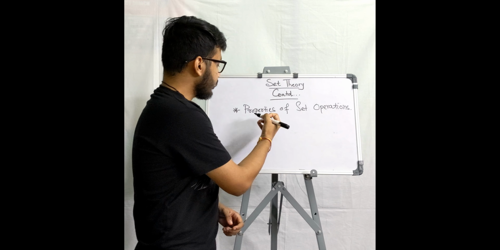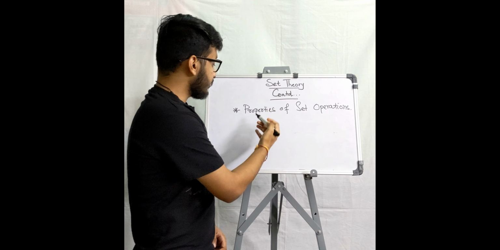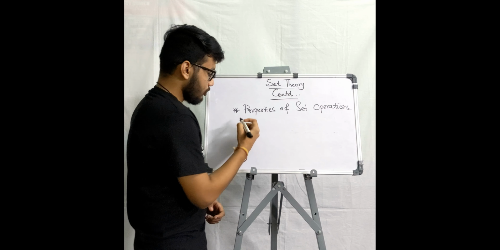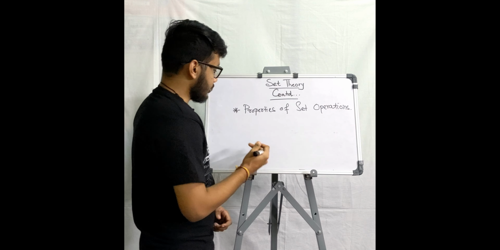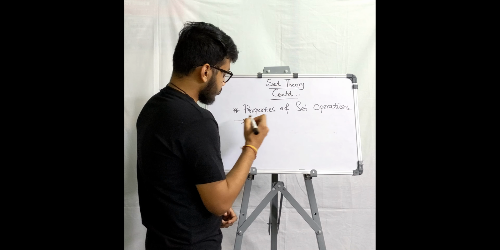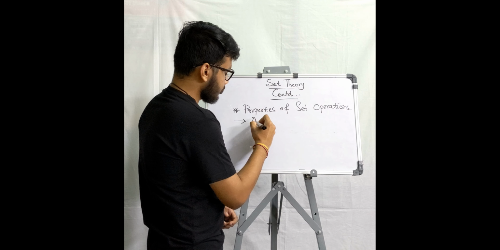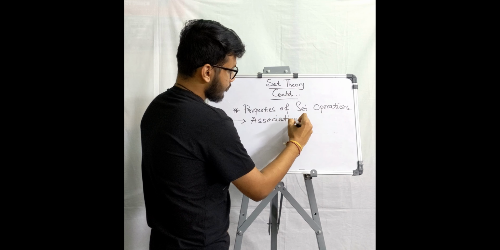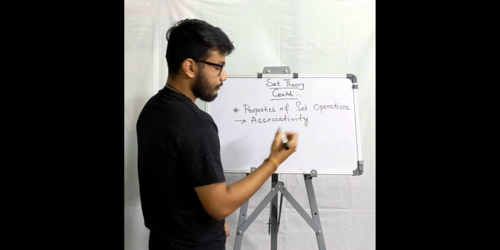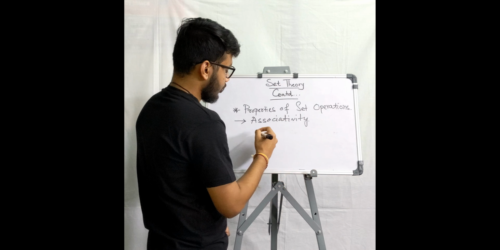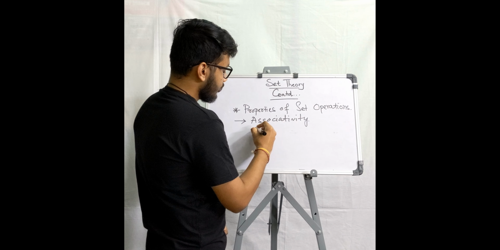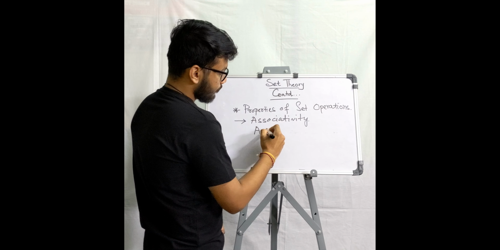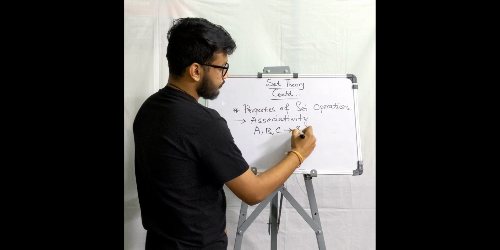Now we are going to understand the second topic, that is properties of set operations. So what are the properties of set operations? Number one is called associativity of set. What do you mean by associativity of set? It says that, say we have three sets, A, B and C.